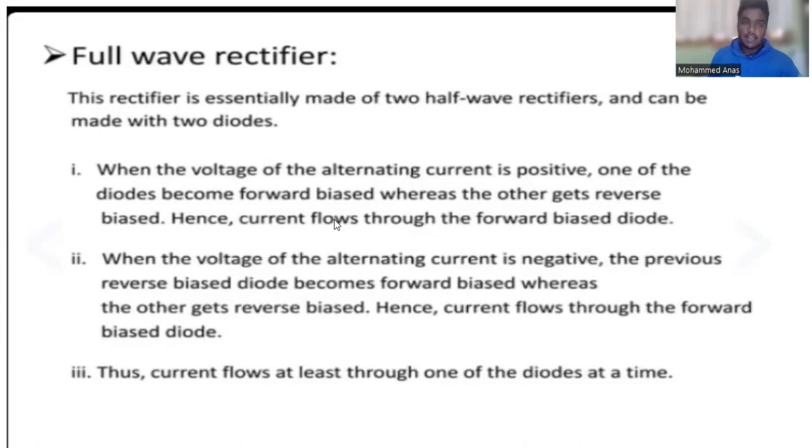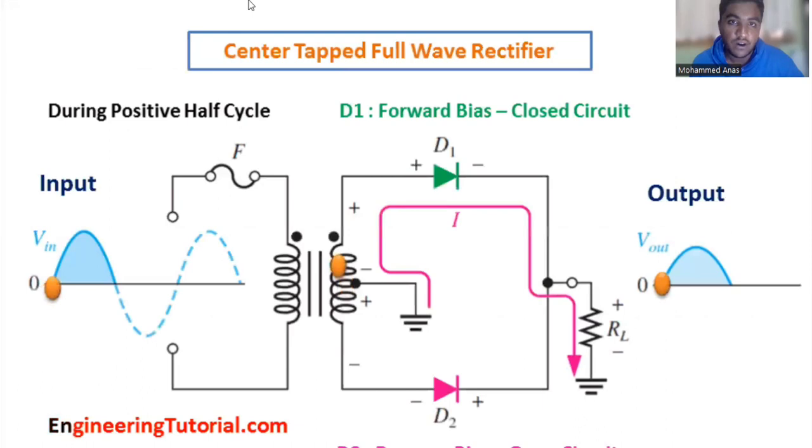The third point is, thus, the current flows through at least one of the diodes at a time. So you can easily understand it in the next slide, this schematic, how it works. During the positive half cycle, as you see, it is made up of two diodes, D1 and D2. During the positive half cycle, D1 is forward biased. It is a closed circuit. And D2 is reverse biased. It is an open circuit.